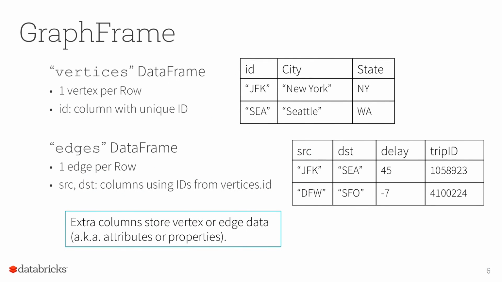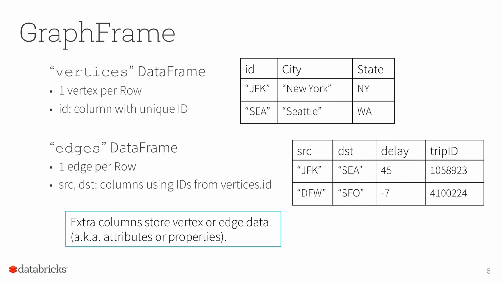Now, GraphFrames are phrased in basically the way you would expect. You have two DataFrames, one for vertices, one for edges. So the vertices DataFrame has one vertex or airport per row. And you note that there's a special column, id, which is a column with a unique ID for that vertex. You can see JFK in that, Seattle, and so on. And every row will be a different airport in our data set.